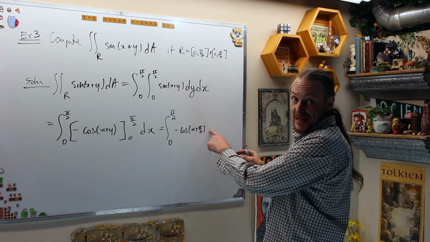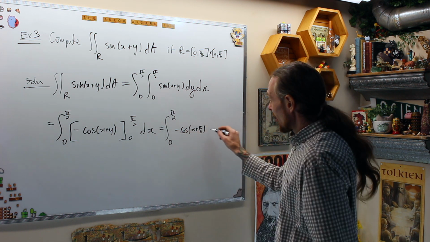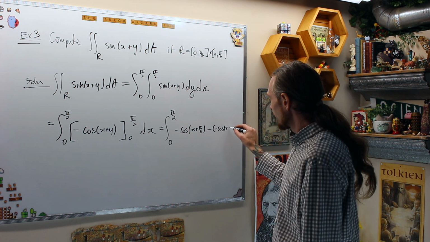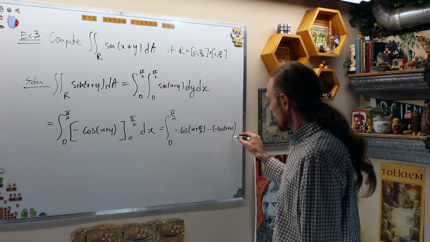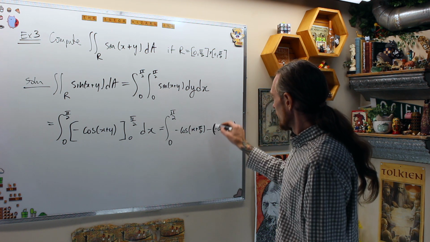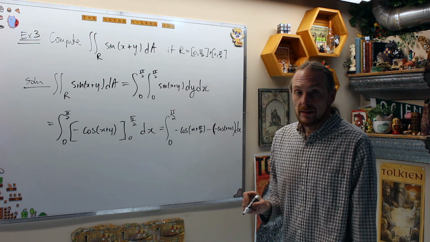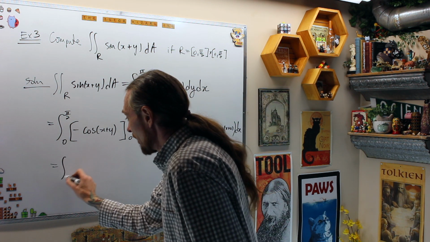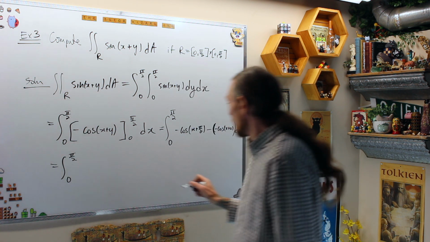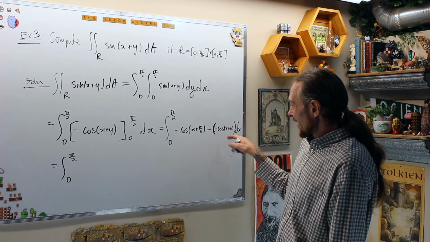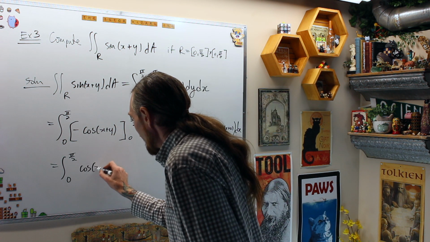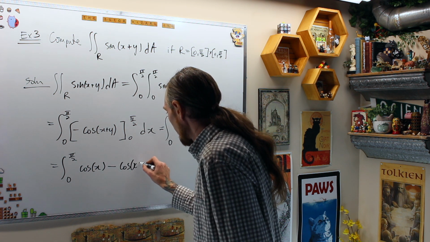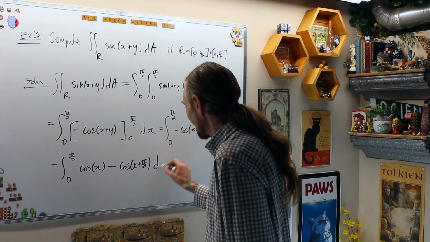And then this term will be minus minus. So then I want to flip that in my head. But I won't. Minus cos of x plus 0 dx. Now cleaning that up, I wanted to do that all in one step in my head, but I'll show you. Equals the integral from 0 to pi over 2 of, now what do I get? I get cos x minus cos of x plus pi over 2 dx.